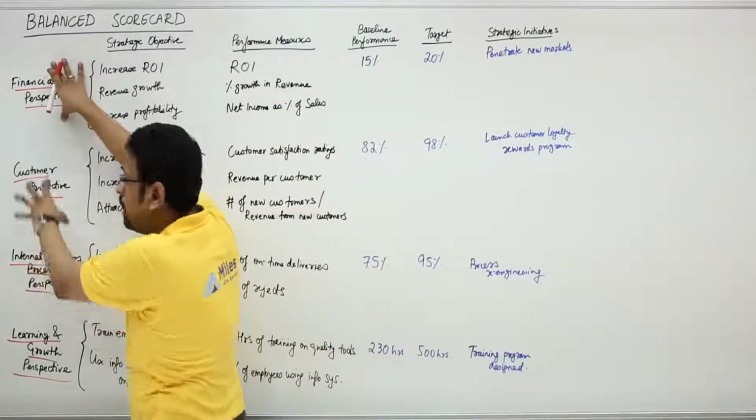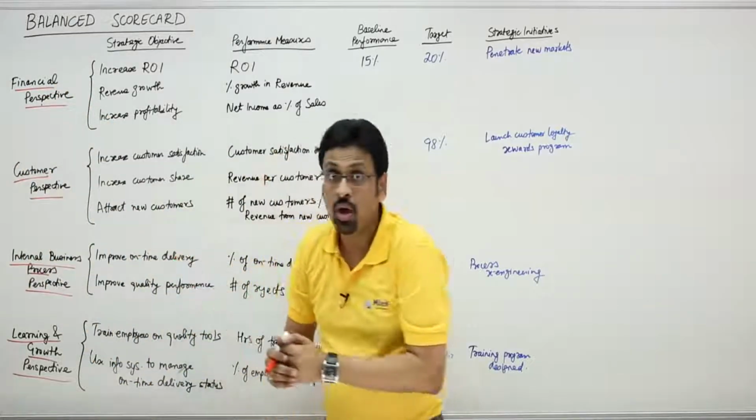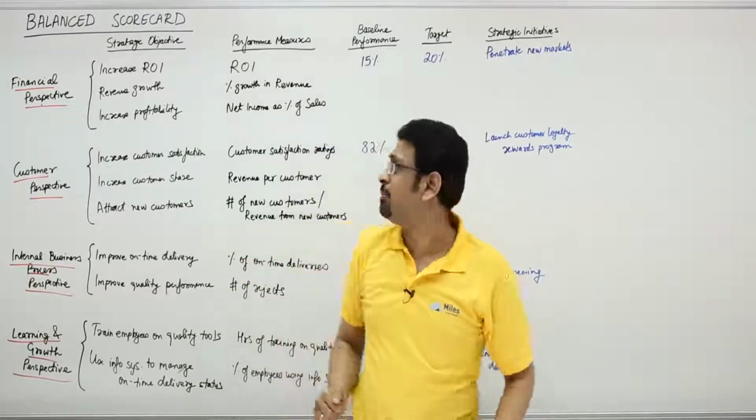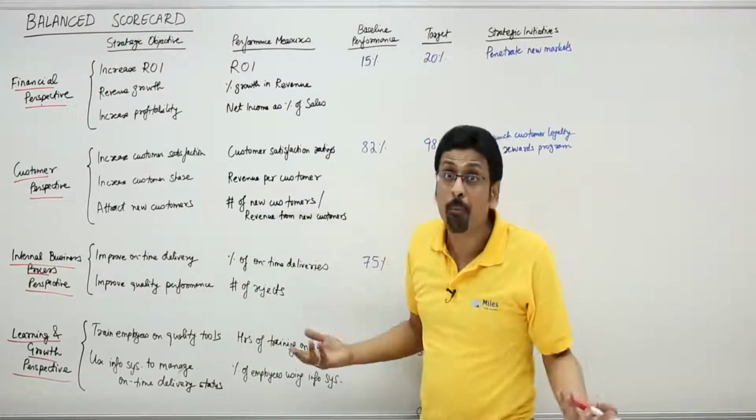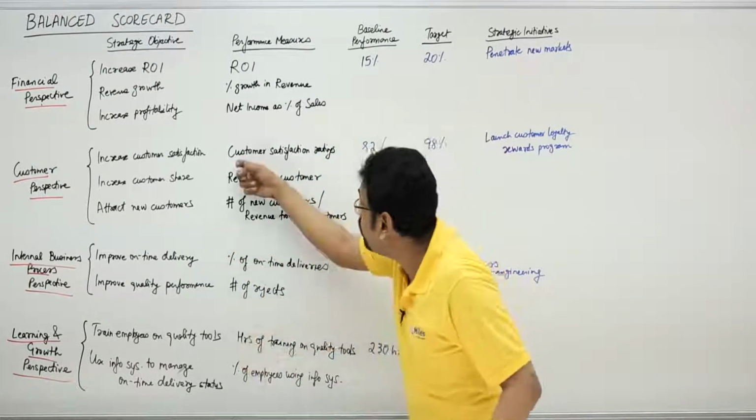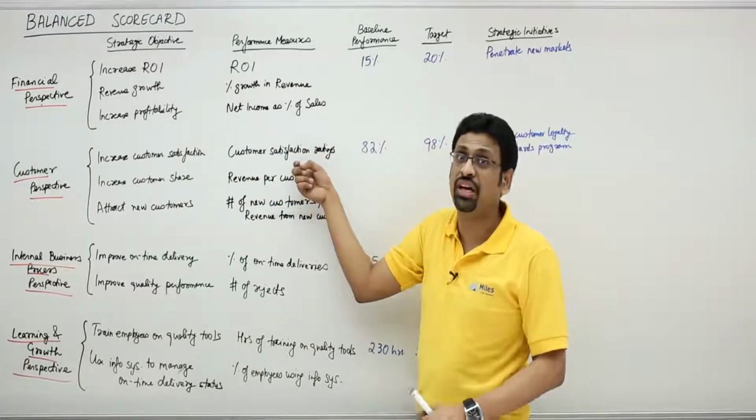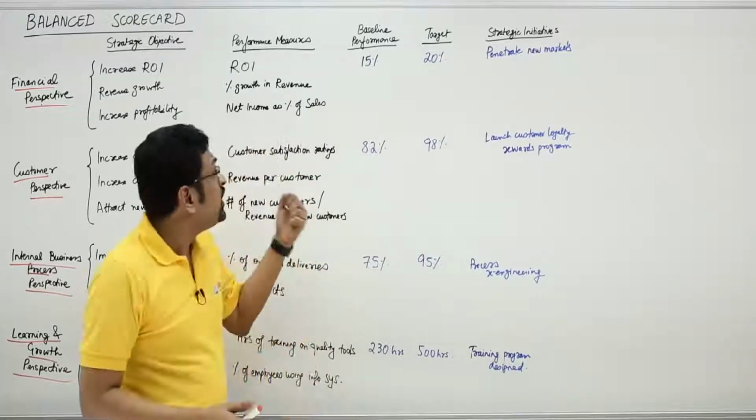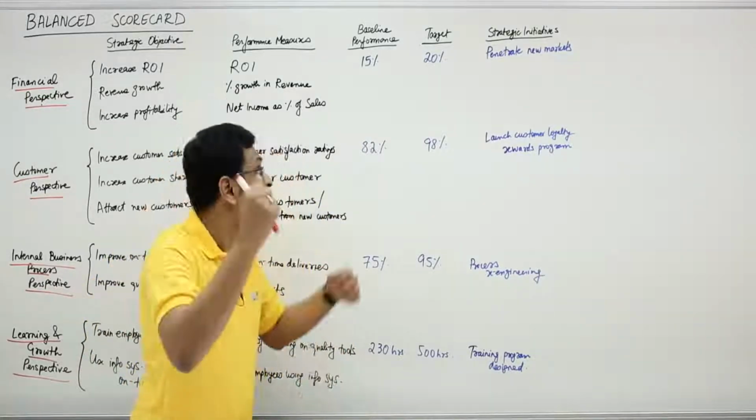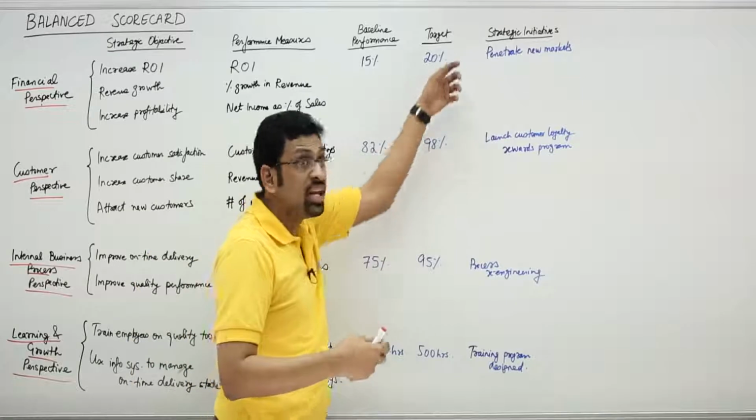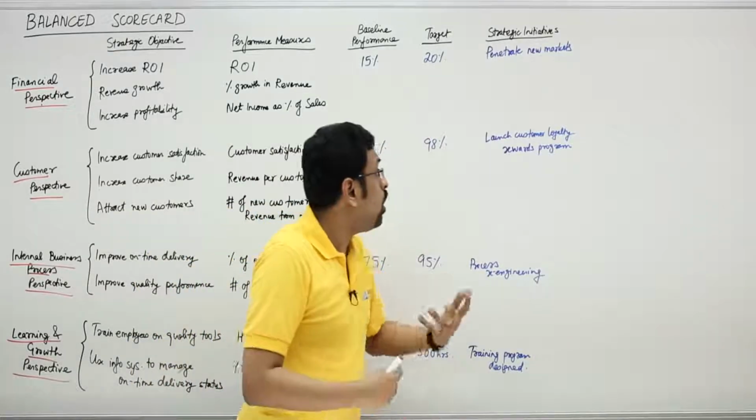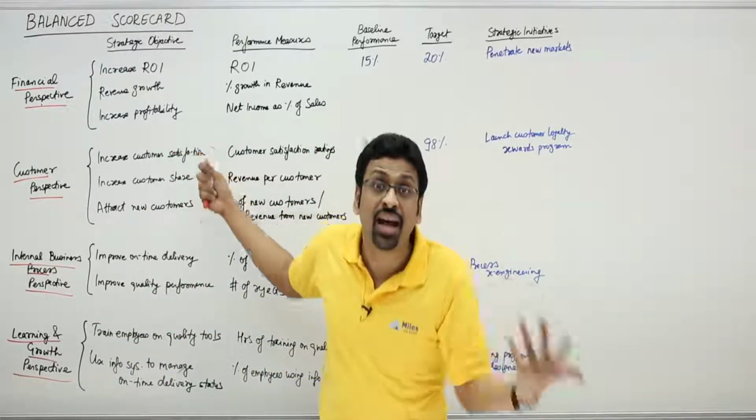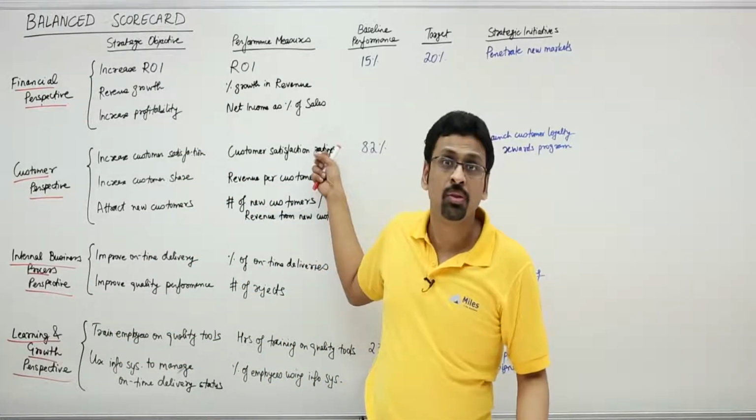Now let's move down. Let's talk about your customer perspective. Now you have a strategic objective to increase customer satisfaction. How do you measure whether you've done it? You're looking at customer satisfaction ratings. Let's say your current ratings are 82%. Your target is 98%. And you have a strategic initiative here. You want to launch a customer loyalty rewards program, which would help you increase customer satisfaction ratings.